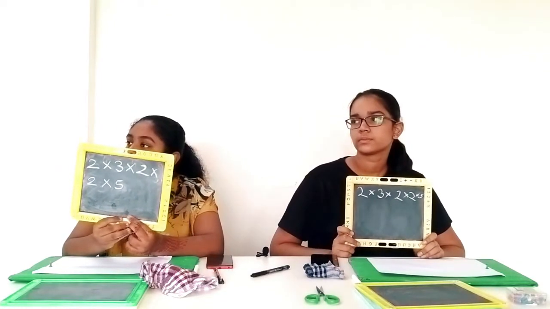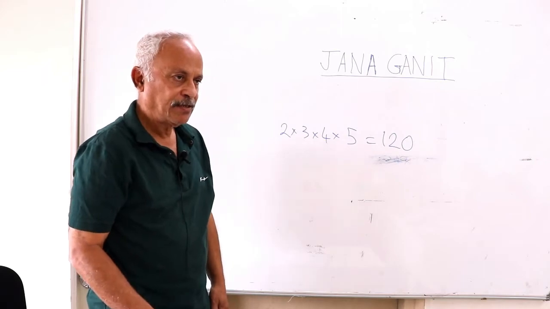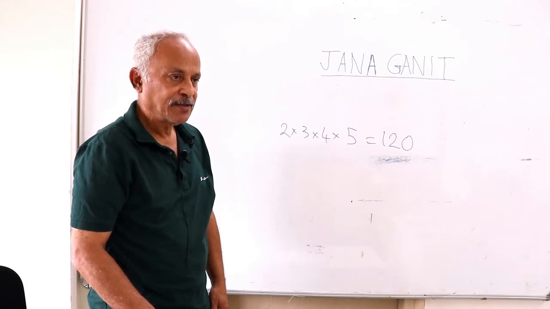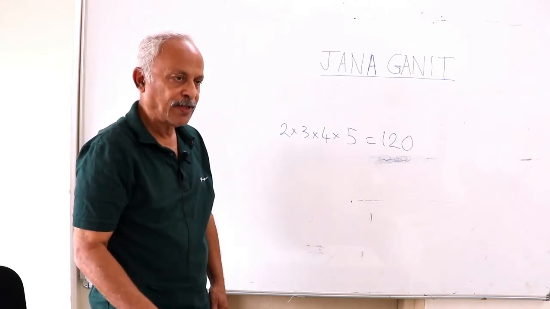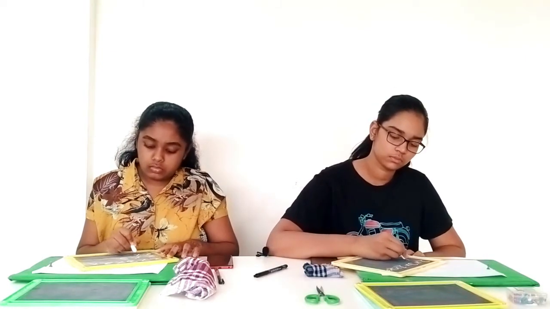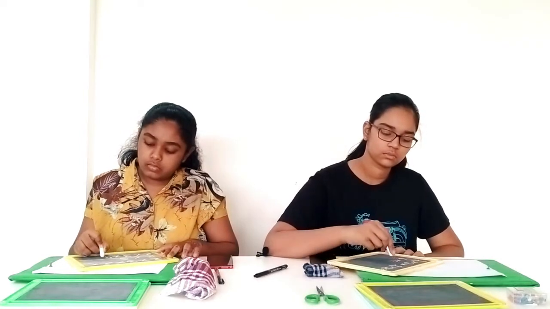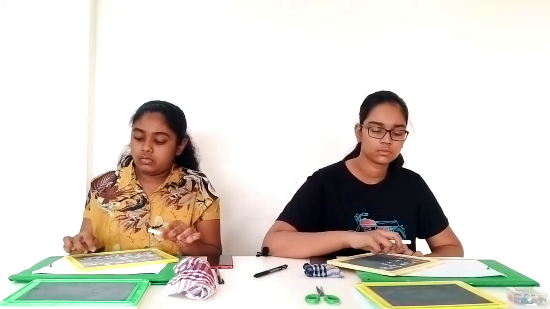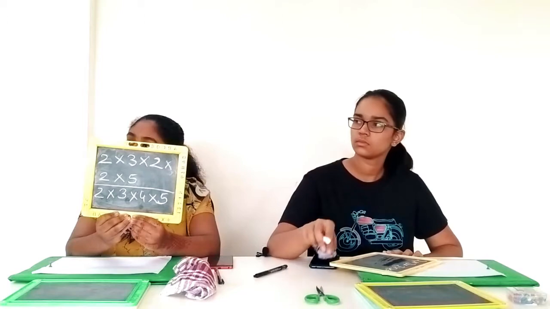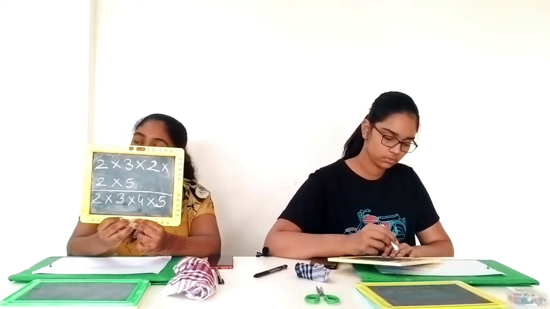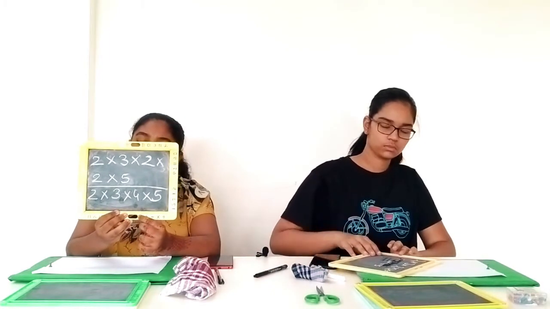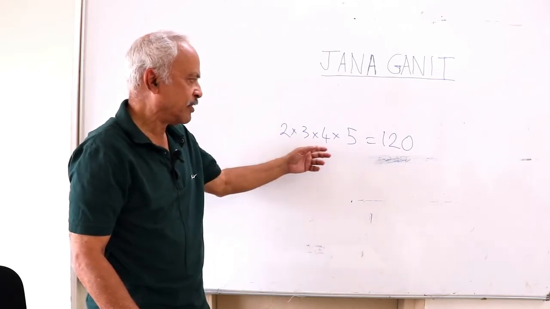Into 3 into 2 into 2 into 5. That is the long form. Now convert it into the short form. Leave it as it is. Don't erase it. Below that, write the short form. Both of you have written 2 into 3 into 4 into 5.